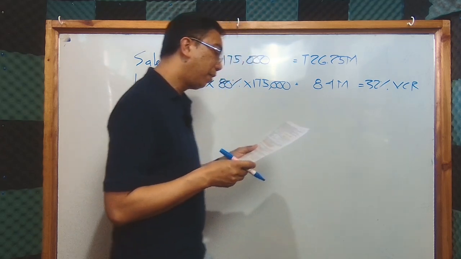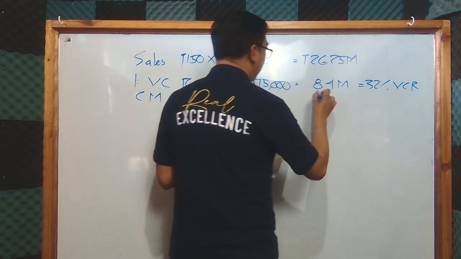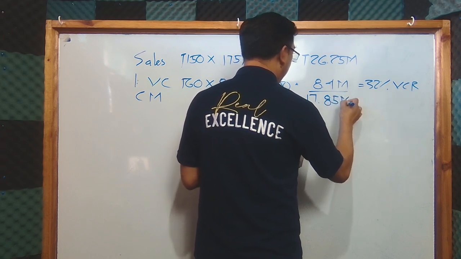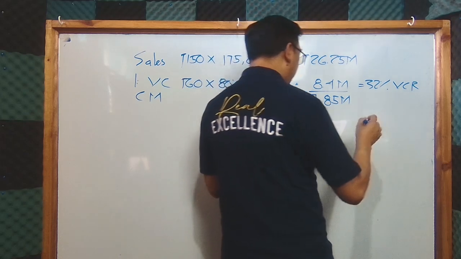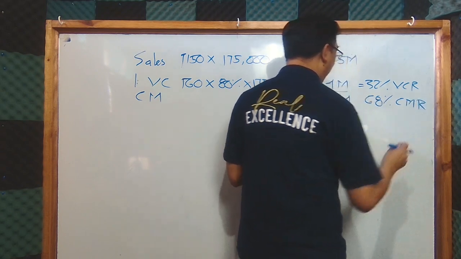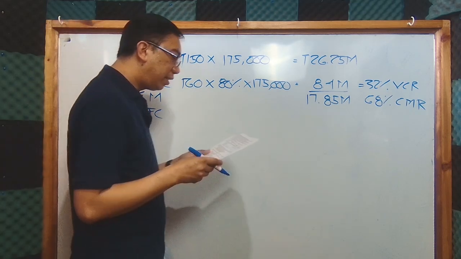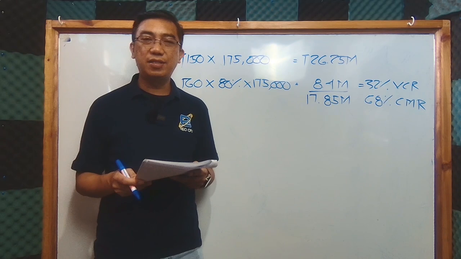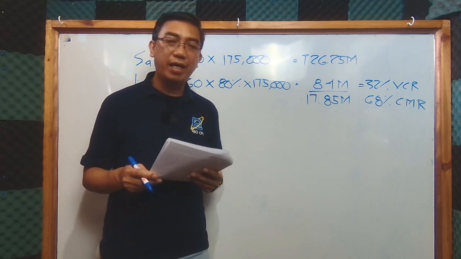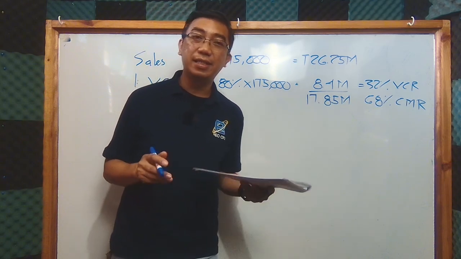Tuloy pa natin yung ating computations. So, we now have our contribution margin. The contribution margin is 17.85 million, that is 68% CMR. Okay, so tuloy lang natin. Less the fixed cost. Originally, magkano yung fixed cost niya? Class, originally, ang fixed cost per unit is 60. It is based on 150,000 units. 150,000 units times 60 will give us 9 million, class.